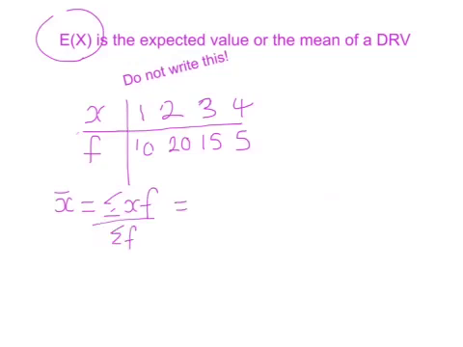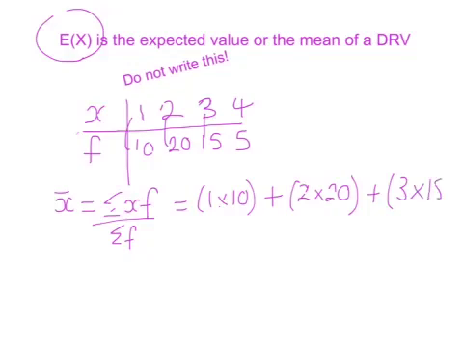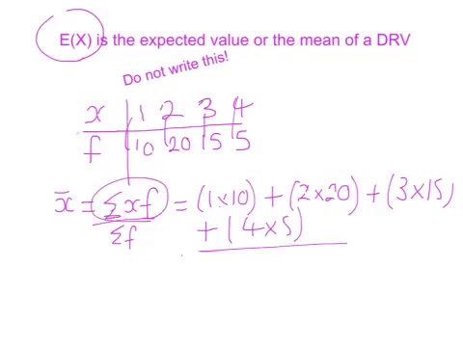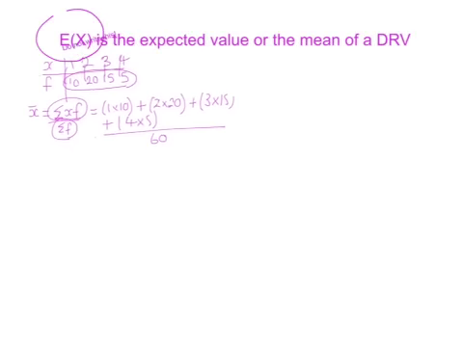Now, I'm going to write it in a slightly different way. We'd do x times f, so 1 times 10, and we'd sum them all together: 2 times 20. You guys would write them out in columns, wouldn't you? 2 times 20, plus 3 times 15, plus 4 times 5. And then we'd add all of that up. That would be our sum of xf, and then we'd divide it by the total frequency, which would be adding that up, which would be 60. That is a frequency table, so I'm going to move it over.